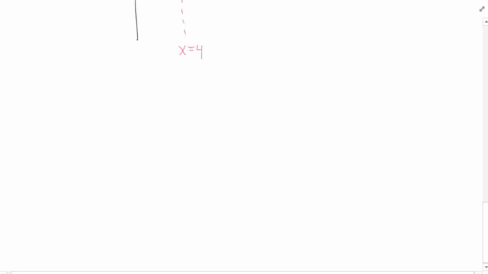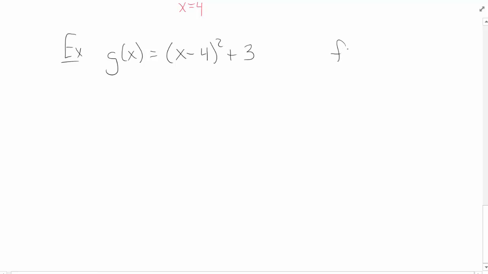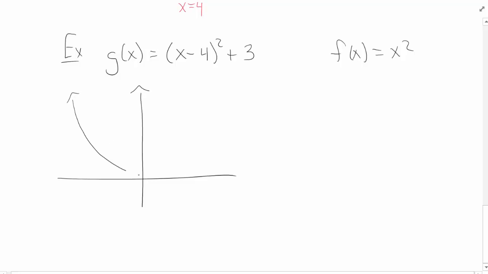You can do more than one of these at once. So for example, say you did, how about g of x is equal to (x minus 4) squared plus 3. Well, f of x is equal to x squared is my toolkit function that I'm starting with. So here is f of x. It really does go through the origin, I swear. So let's just make a really big dot there. Totally goes through the origin, okay?